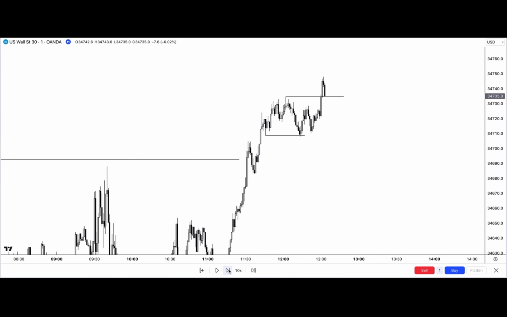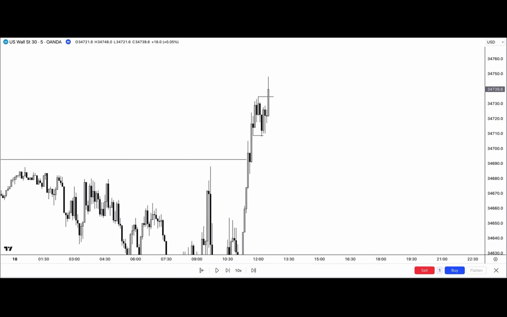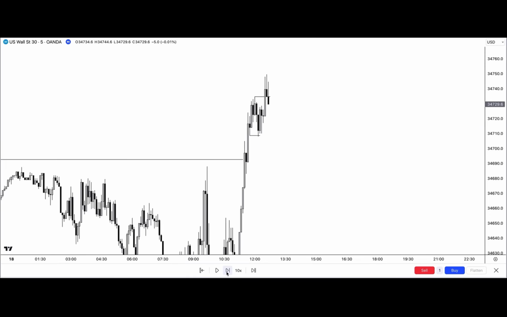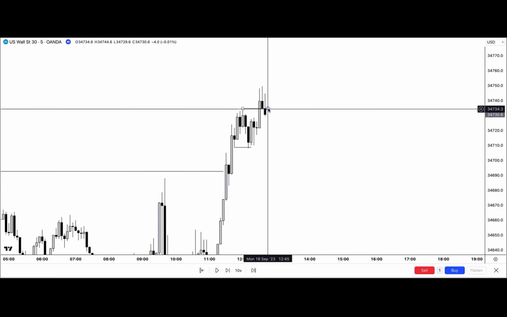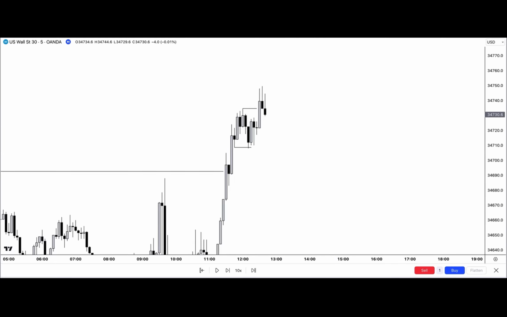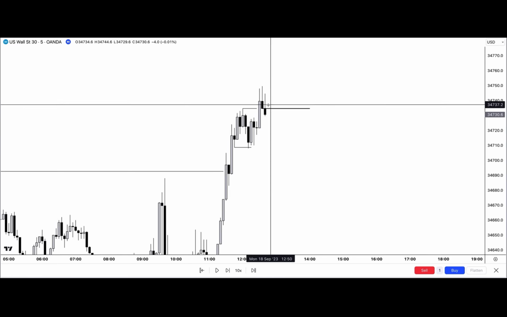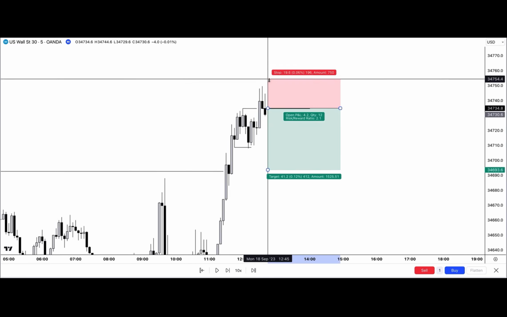Okay. We spiked above. Now, I waited for price to spike above like this, and then I waited for a liquidity block to form on the 5. And that was how I took my entry. So we can see a 5-minute candle here. That was going to be my entry, like this.